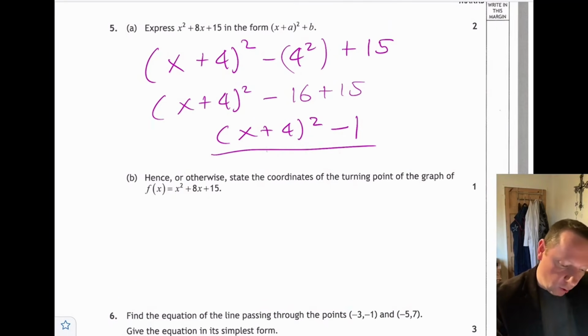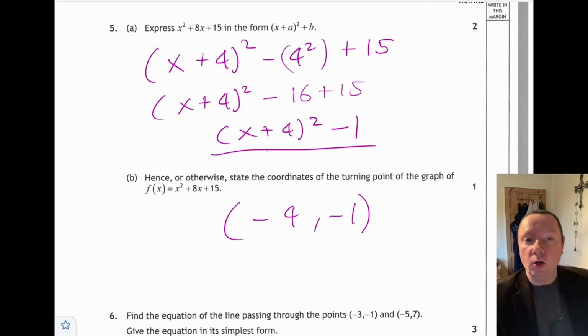Hence, or otherwise, state the coordinates of the turning point of the graph. Well, completed square form tells you the turning point. It is 4, but then it's the opposite, so it's minus 4, and then minus 1. So we've got minus 4, minus 1, job done.